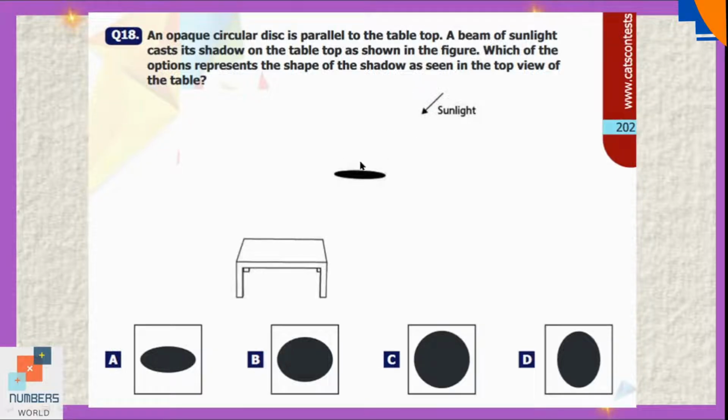So if this was lying on the table, the shadow was going to be like option B. But here the disk is in between sunlight and the table. So the shadow will be a bit bigger and circular. So option C is our correct option.